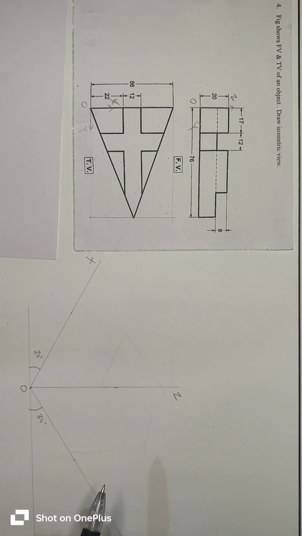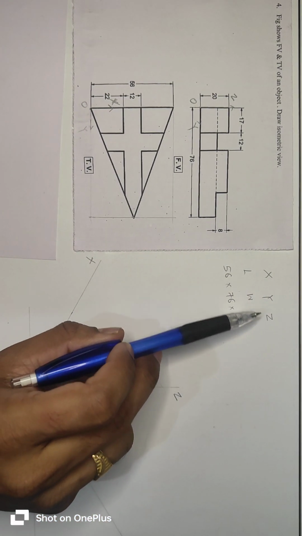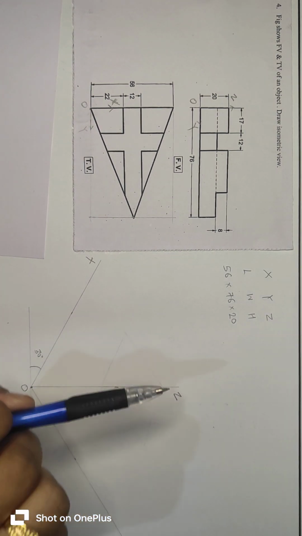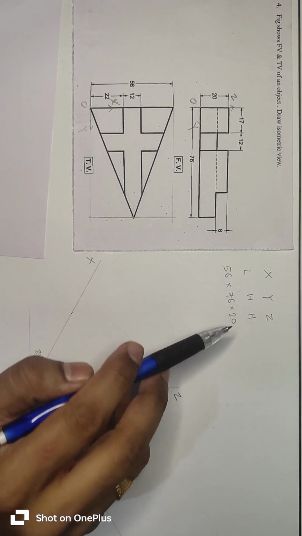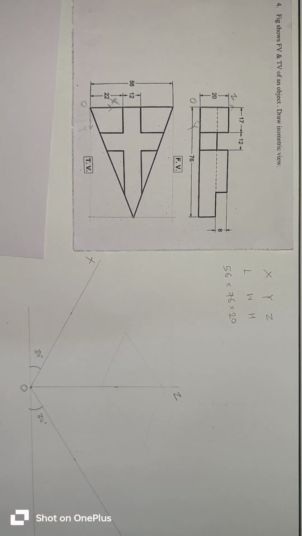So along the x, y and z axis we will determine the maximum dimensions. The maximum dimension along the x axis is 56, the width is 76 and the height is 20. So we will draw a box of this dimension.